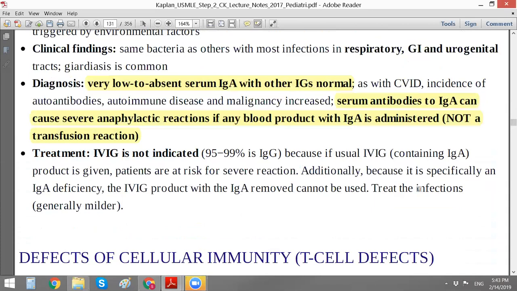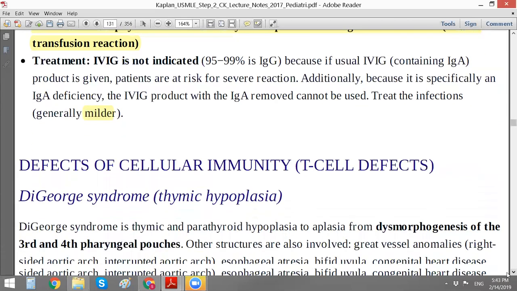So we just treat the infection because this is generally milder. So just treat the infection, whatever happens. Okay. Defects of cellular immunity, T cell defects.